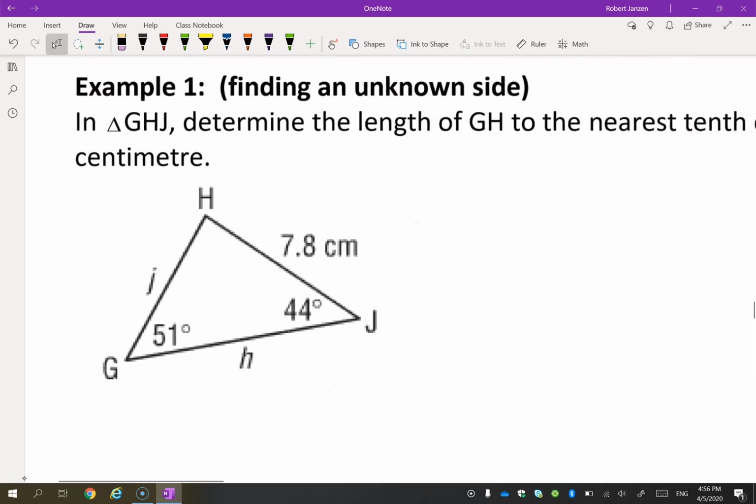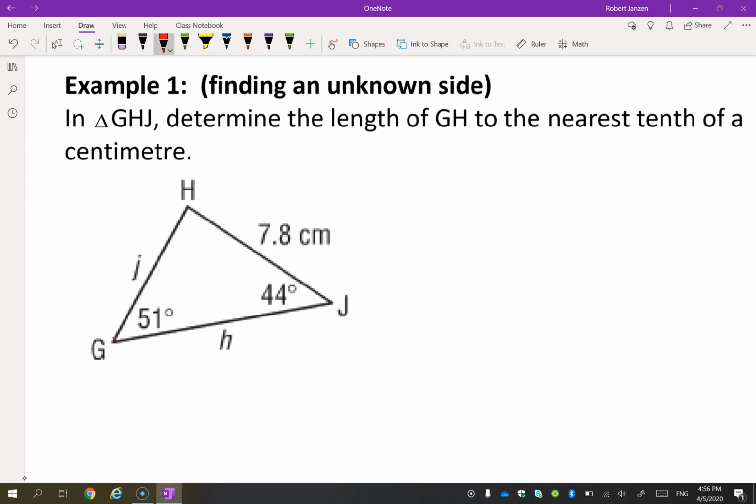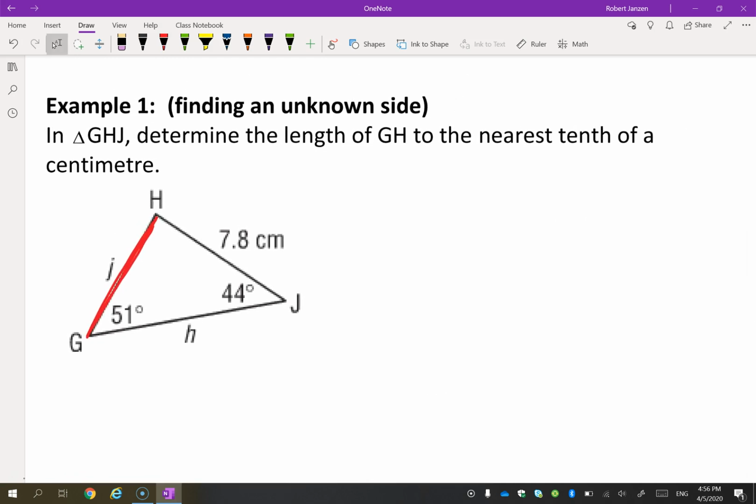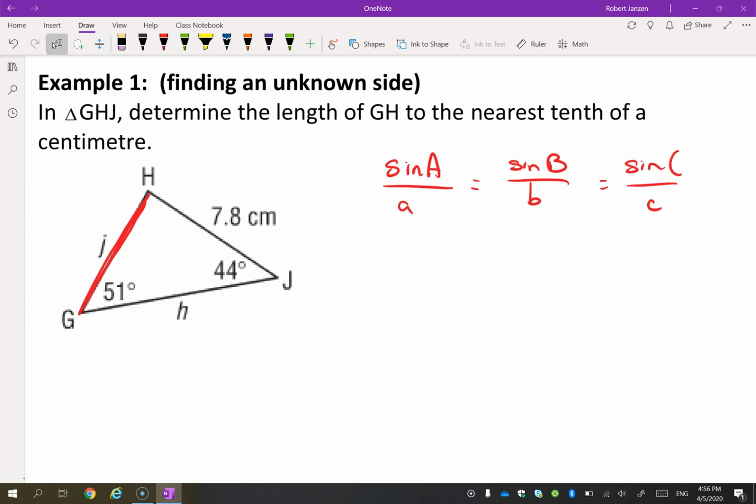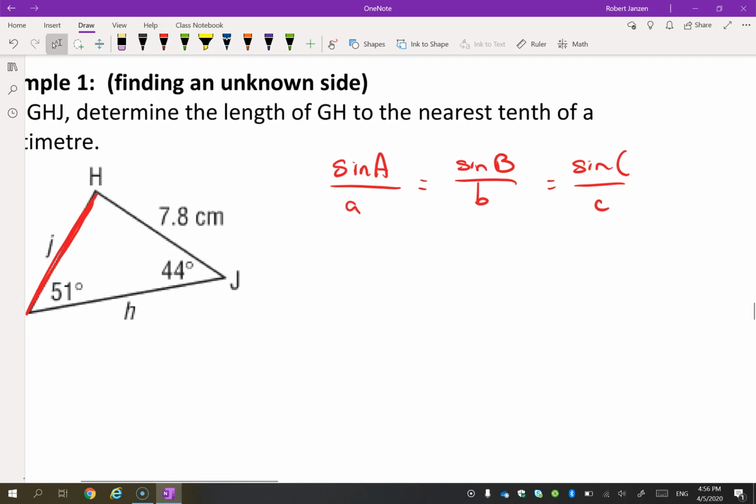Here's a triangle and it says determine the length of GH. So it's supposed to find this length here. You can see it's not a right angle triangle, so you can't use trig. So I'm going to write the trig ratios that we had on the previous page. This was the formula. The first thing you should notice is there's no ABCs, so that means we're not going to use this formula the way it's written.